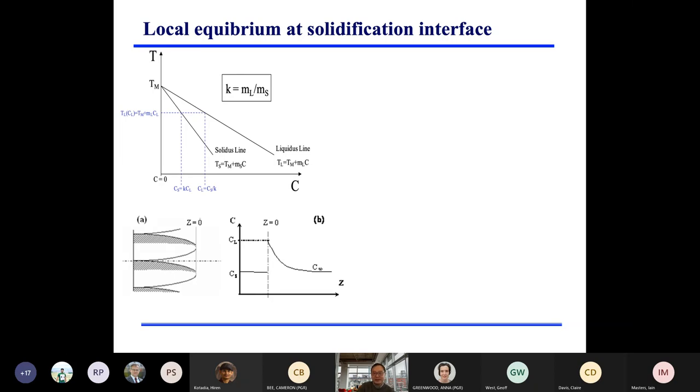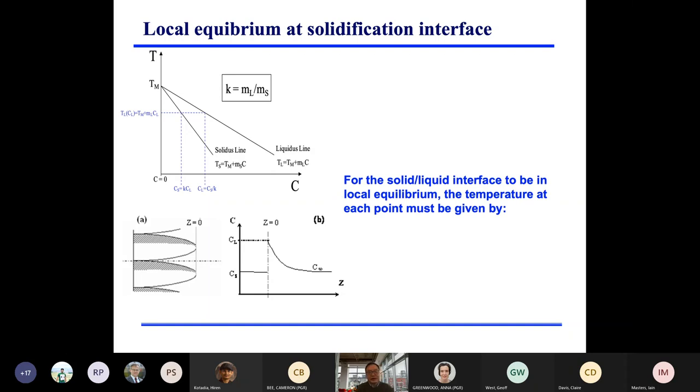Now look at the equilibrium condition at the solidification interface. This is a schematic diagram of a binary phase diagram for an element with partition coefficient less than one. This applies to aluminum-copper, nickel-aluminum, and iron-carbon systems. You have the liquid line and the solid line. You cool down from liquid to solid, and then how can we control the morphology of the solidified structures?